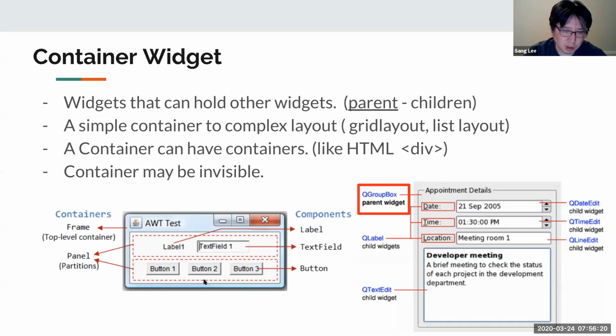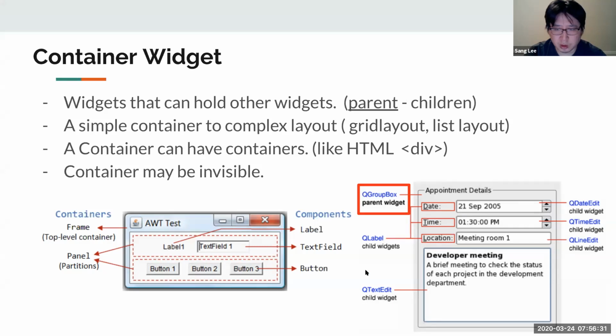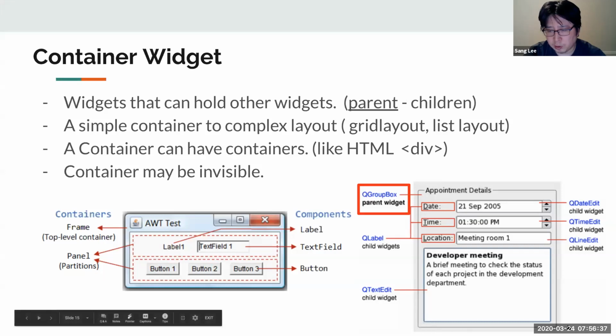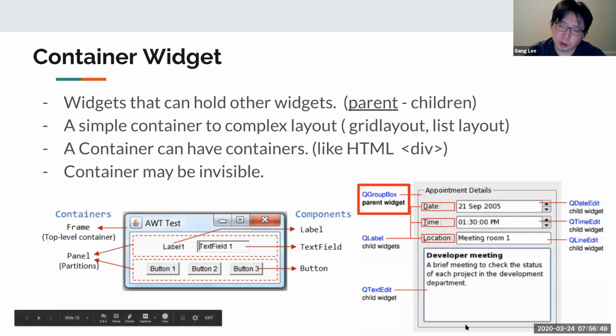So here, this is Java Swing. And basically it has 2 containers. The first container has a label and text field, and the second container has 3 buttons. And in this case, it's a C++ GUI framework called Qt, and the outer bordered group is basically a container that contains a lot of different widgets that serve the same kind of goal, which is appointment details.